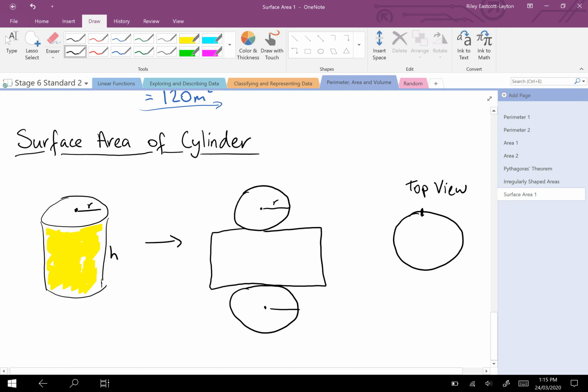Now this rectangle has a height of h, but it's this length along here that gets a little bit tricky. So if we think about taking our circle, and let's grab it by here, and we bring it out so it comes out this way, and we grab this end and we drag it out so it comes out this way. This is actually the circumference of our circle.